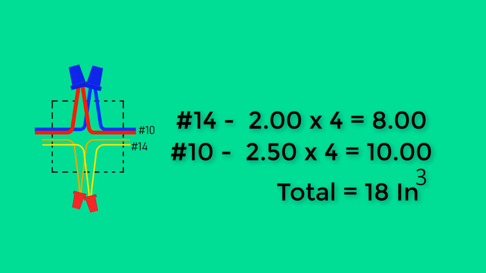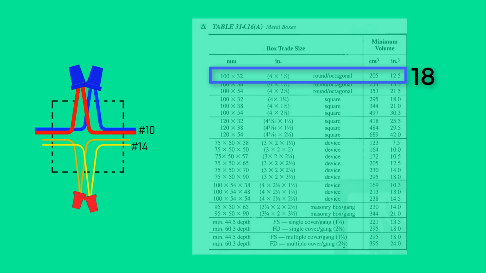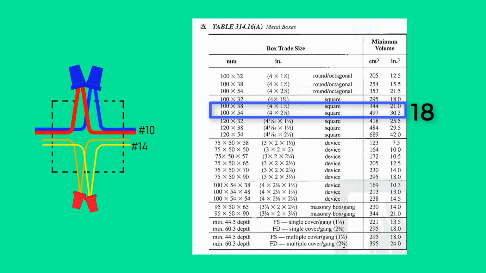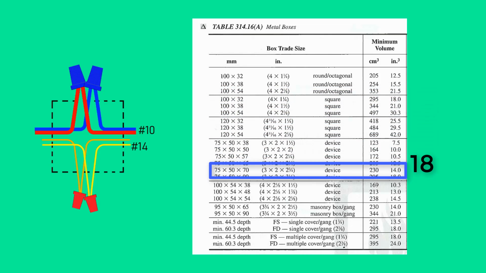The cubic inch requirement for the number 14 conductors is 8 cubic inches. The cubic inch requirement for the number 10 conductors is 10 cubic inches. The total box volume cubic inch requirement is 18 cubic inches. This value is then used with Table 314.16(A) to select the proper box size.